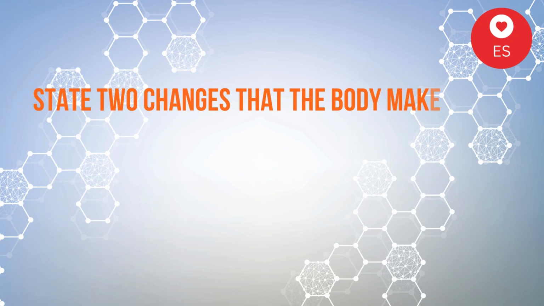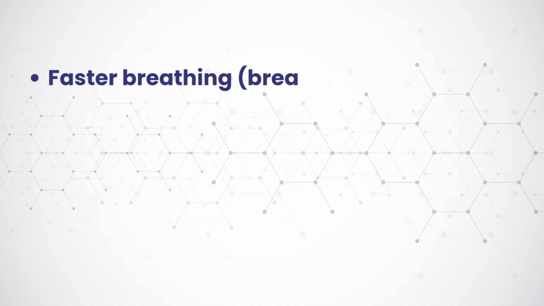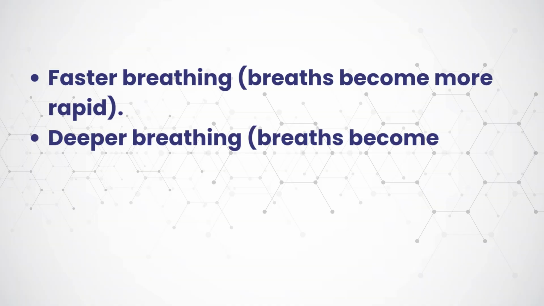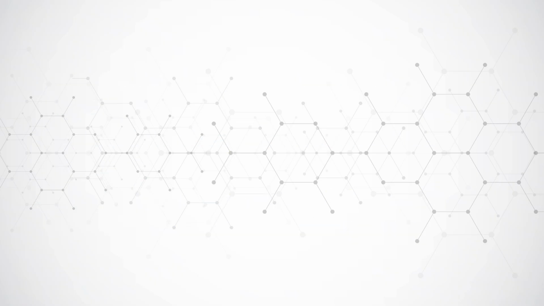State 2 changes that the body makes to increase the volume of air inspired. Faster breathing, deeper breathing, diaphragm and external intercostal muscles contract more frequently.